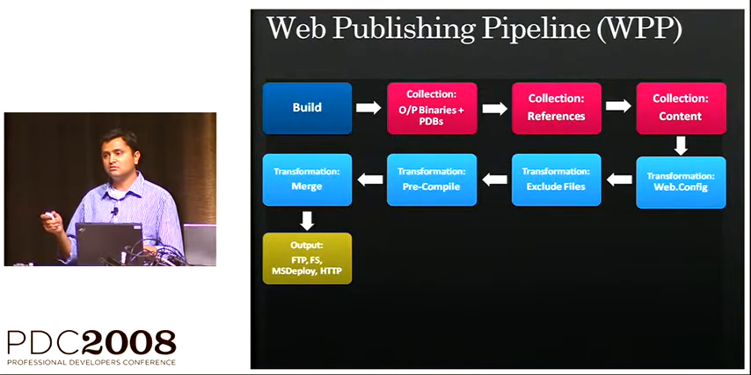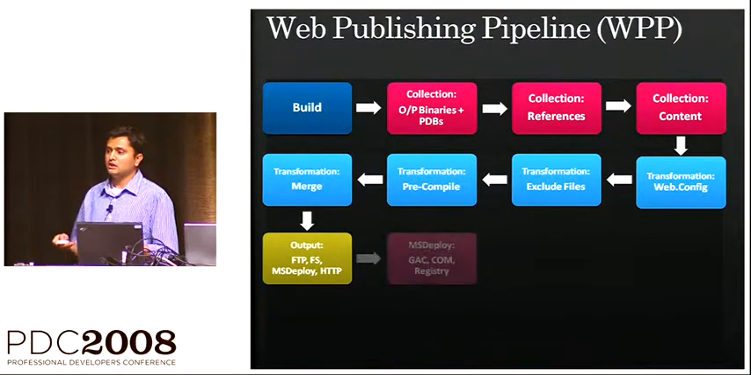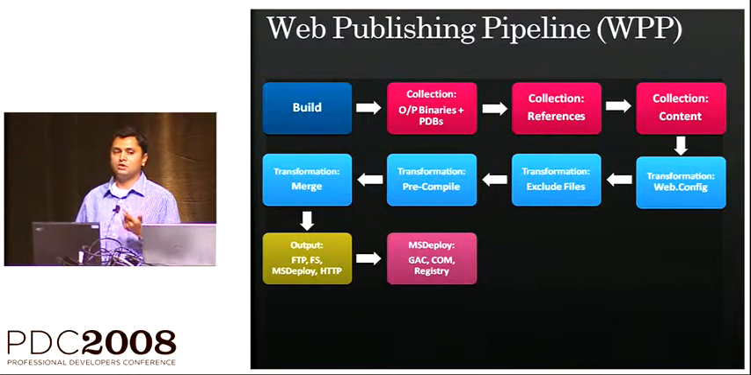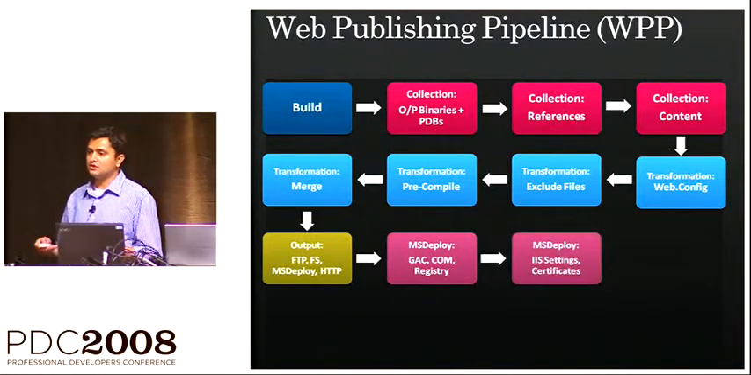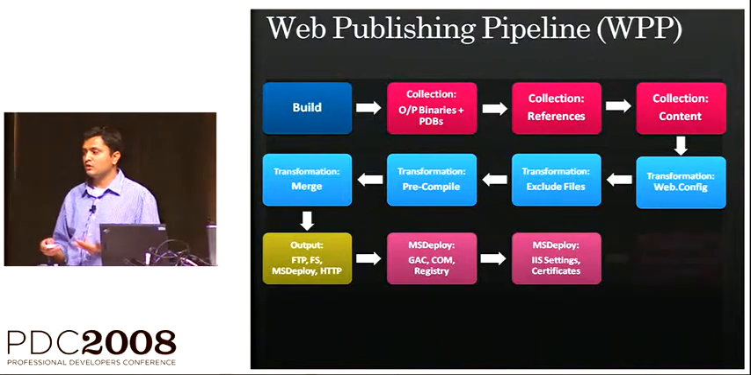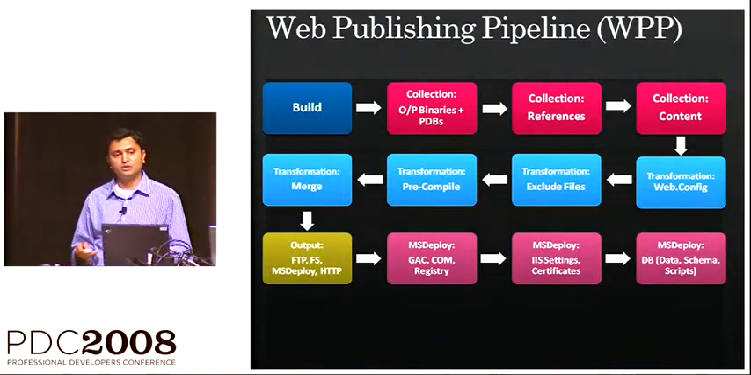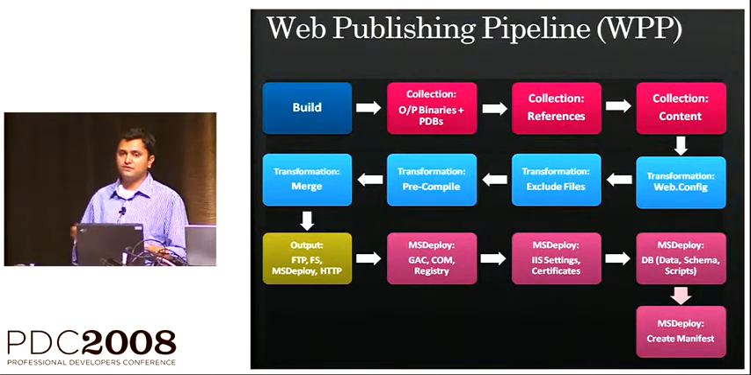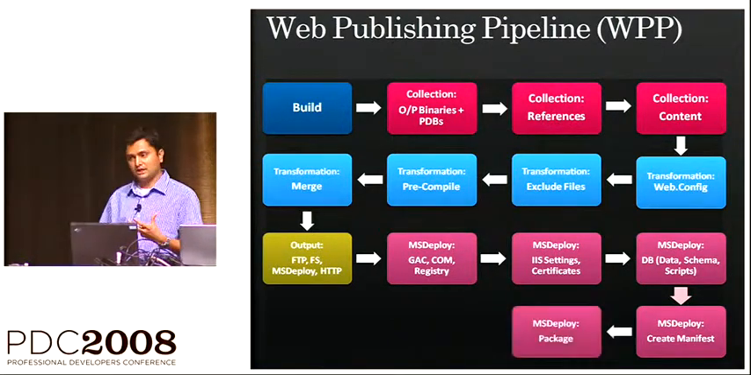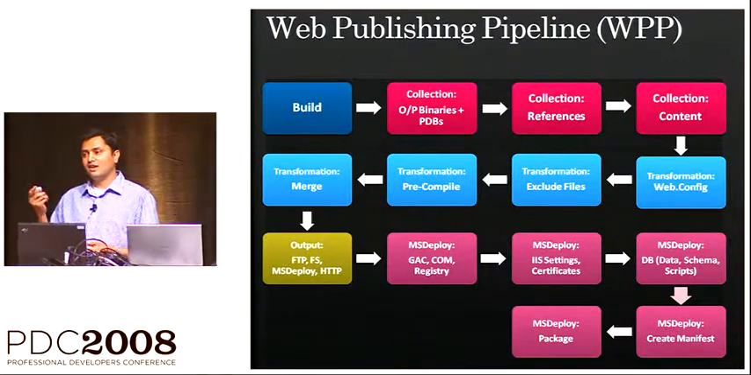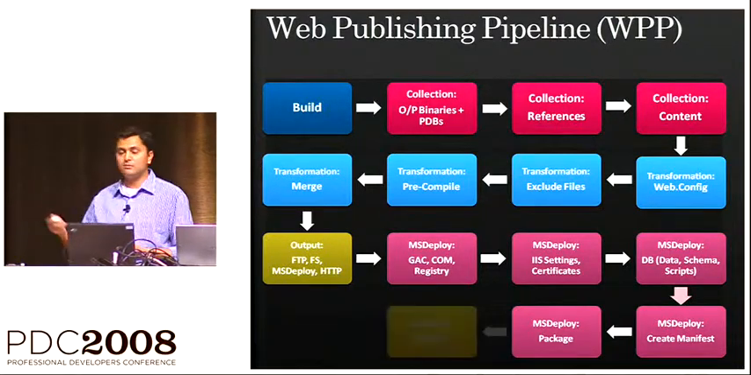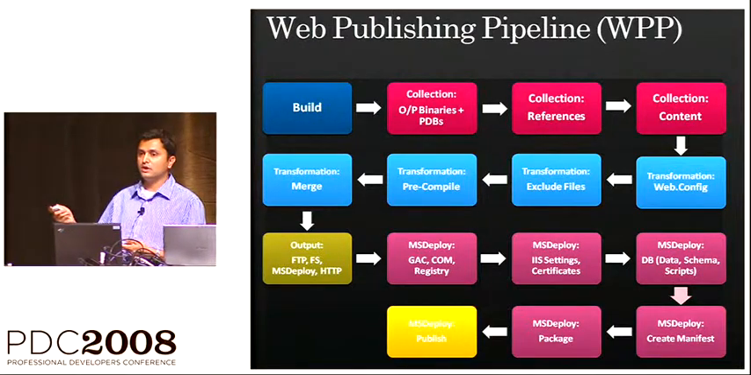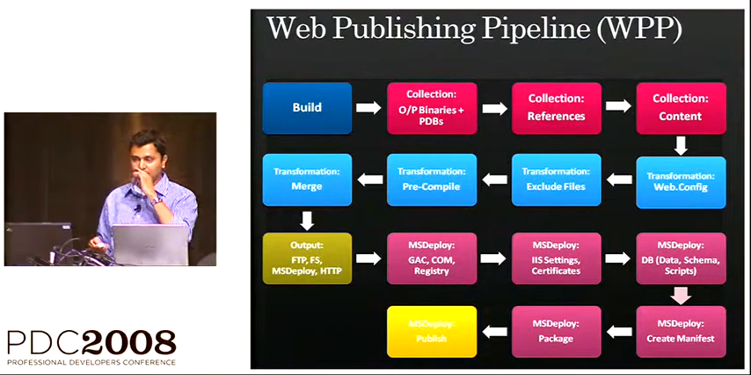Now this is a critical point to note. If you choose to go with FTP or file system, this is all that you can get. But if you choose to go with MS Deploy, then you can package your GAC, COM, registry. You can package your IIS settings, your security certificates, and your database. You can individually put in extra scripts if you want to, right? After doing all that, we create the source manifest, which will have all those items inside it. Then finally, MS Deploy will be called, which will create a package, which we will give to Glenn. Otherwise, we could publish the way we did with Cool Web, right? So that is how the entire web publishing pipeline works.